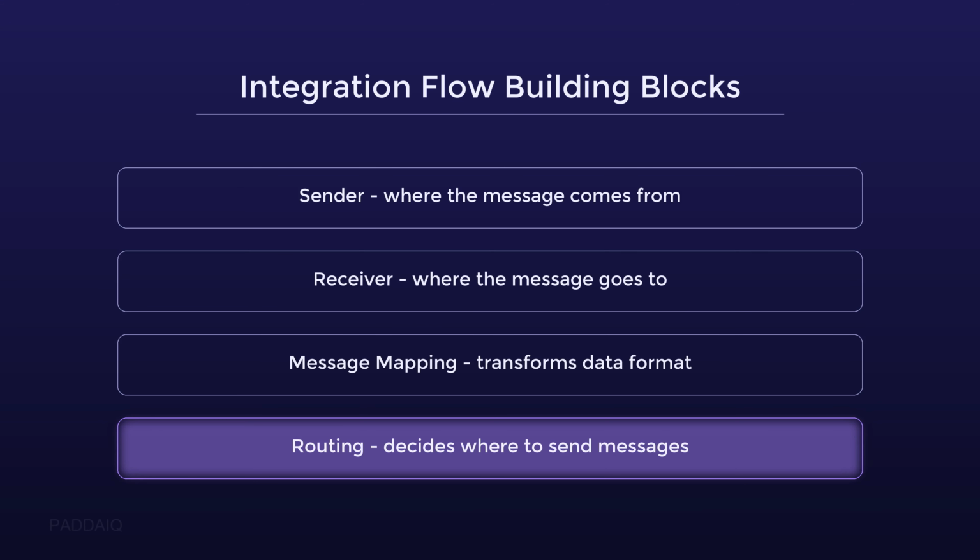Routing decides where to send messages. In simple terms, it is like a traffic director that examines a message and chooses the correct path for it. For example, an order from a high-priority customer could be routed to a fast-track processing queue. This decision-making is essential for guiding data through your integration.